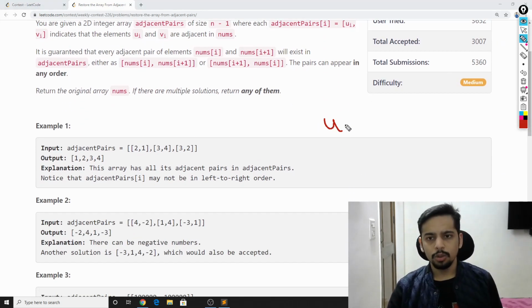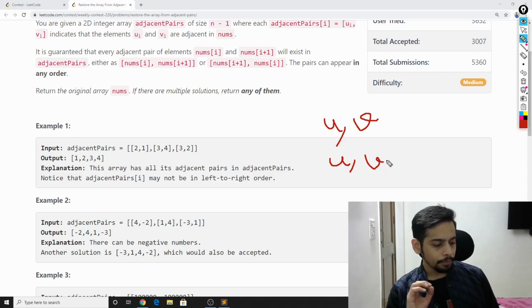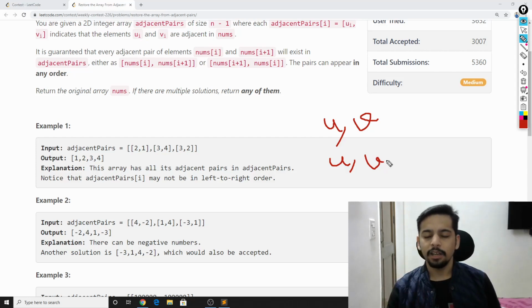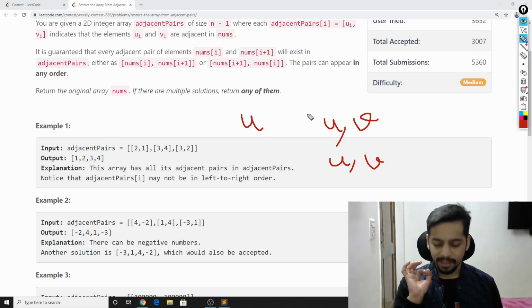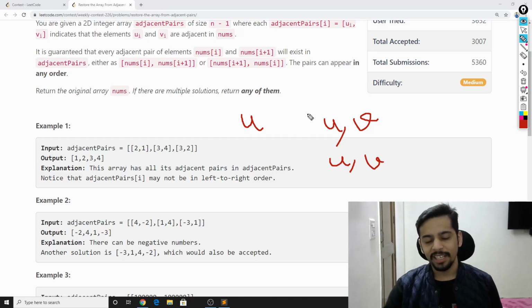So if I see a u comma some guy, and then I can see another u comma something, there can be at most two people who are adjacent to a given element in an array, right? If you have a u at a certain position, then there can be one adjacent guy to the left and one adjacent guy to the right. So at most two of these rules can be for u, and for the people who have exactly one rule, one adjacent element, that is going to be a left extreme or right extreme, right?